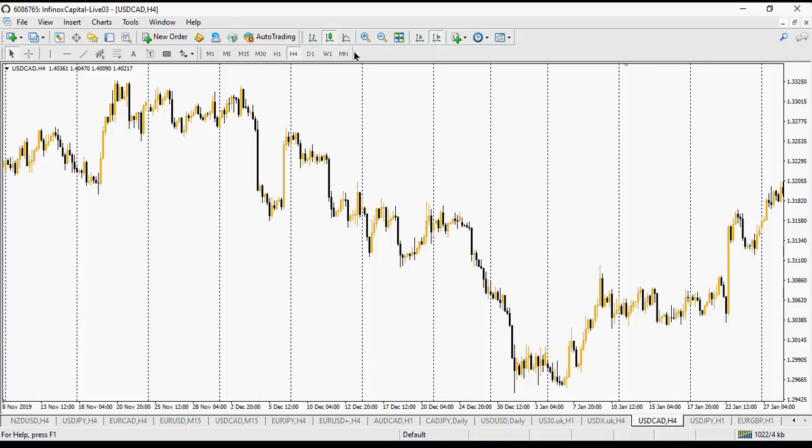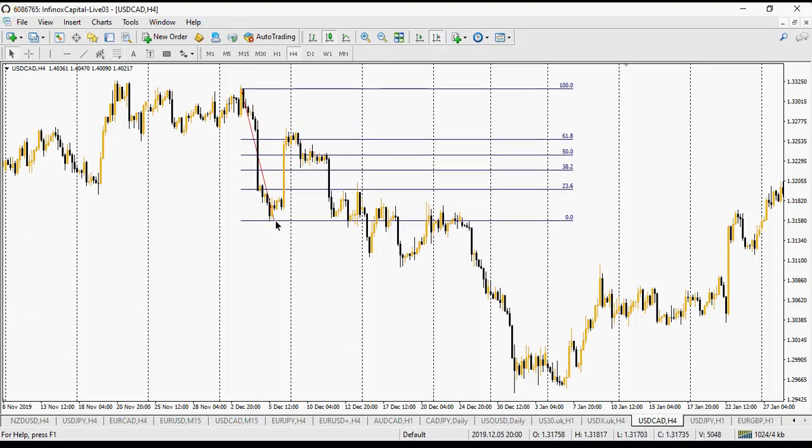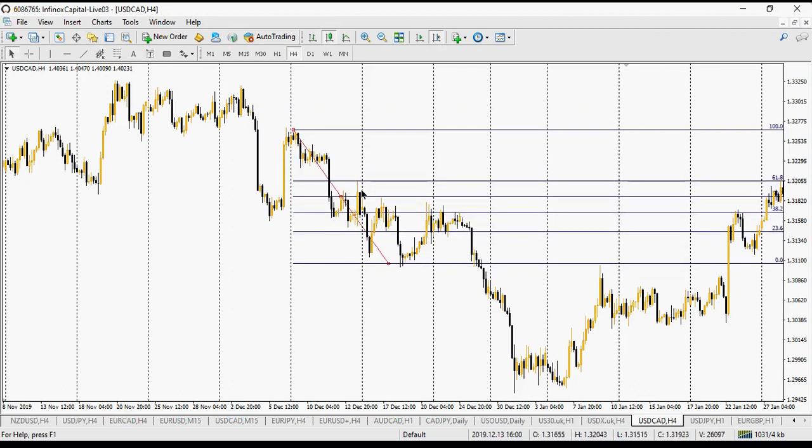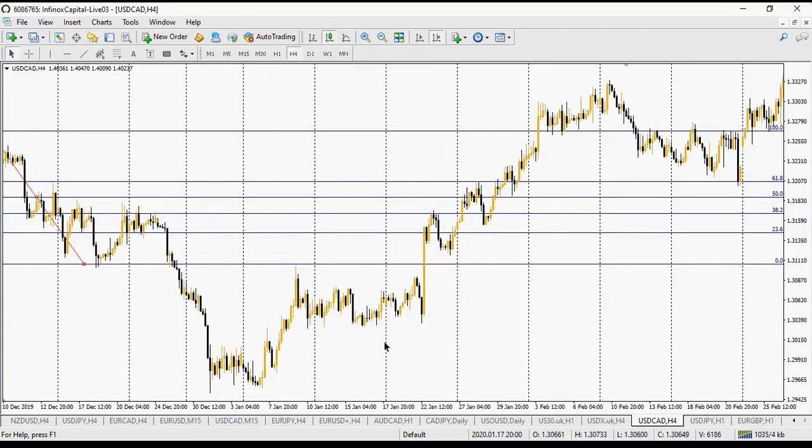Let's look at this bearish trend. You can use this on any time frame. From here to here, what level is this? 61.8. Then this second wave is from here to here. When it got here, it came into 38.2 before dropping.